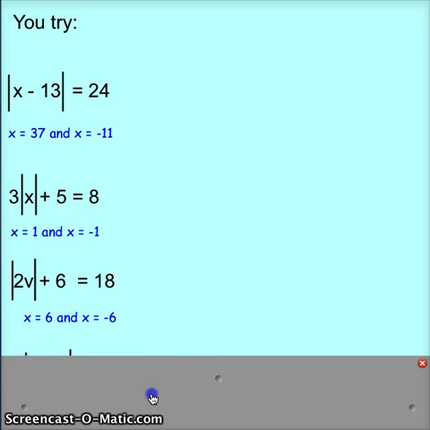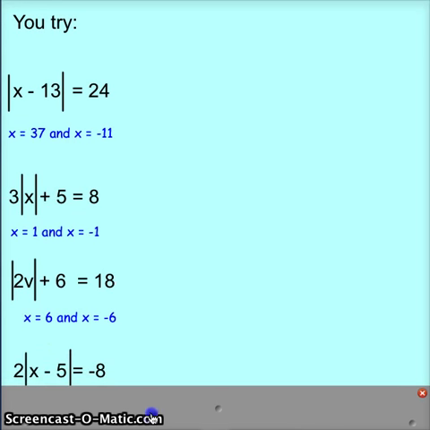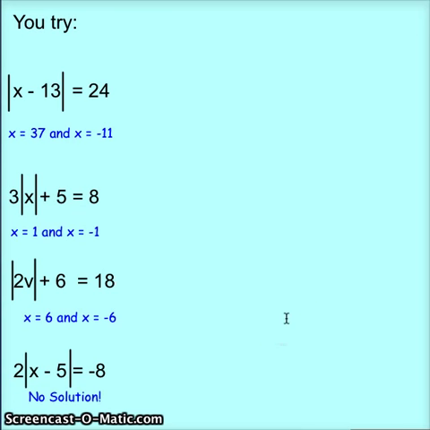And finally, number 4. 2 times the absolute value of x minus 5 equals negative 8. Pause the video here. You should have divided by 2 on both sides first, leaving you with the absolute value of x minus 5 equals negative 4. You should have noticed that since the right side of the equation equals a negative number, negative 4, this is not possible. So you should have said no solution. Nice job. You may now begin the partner check worksheet.